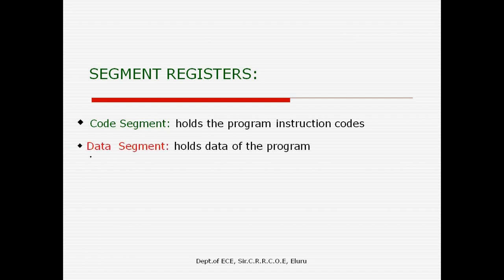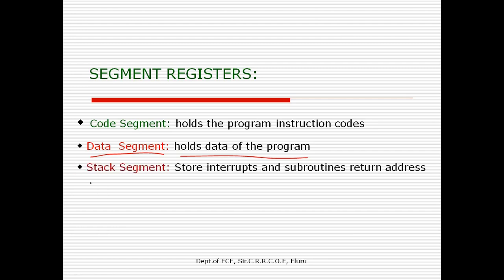The next memory block is the data segment memory. From the name you can understand that this 64 kilobyte data segment memory is used to hold the data of the program. For every program we will have data, so we must specify data to the program. All the necessary data for the programs are stored in the data segment memory. So the code segment memory is used to store the program instruction codes, machine codes, and the data segment memory is used to store the data of the program.